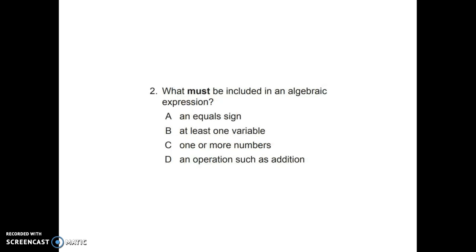Number 2. What must be included in an algebraic expression? A. An equal sign. B. At least one variable. C. One or more numbers. D. An operation such as addition.